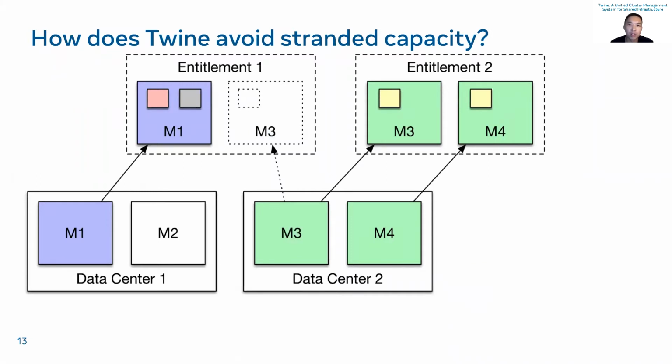And within an entitlement, tasks of different jobs can stack together, like the red and gray task in machine 1, representing tasks of different jobs. Any free machine can be used by any entitlement in the region, and this is how we avoid stranded capacity. Note that avoiding stranded capacity is just one example of more general fleet-wide optimizations we perform.